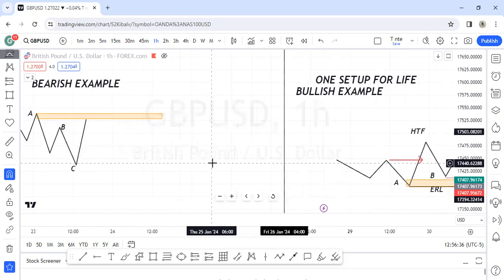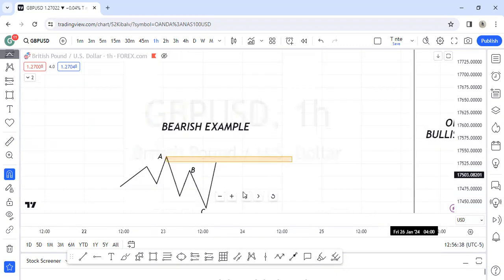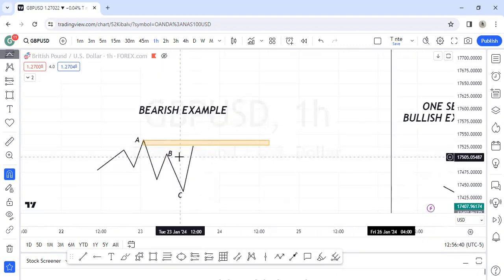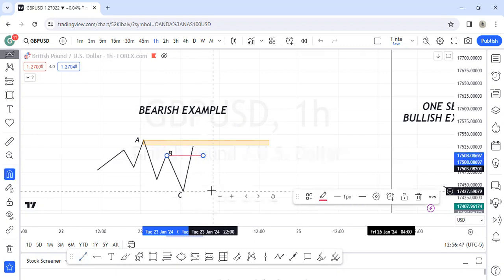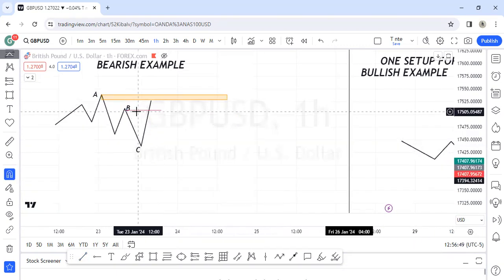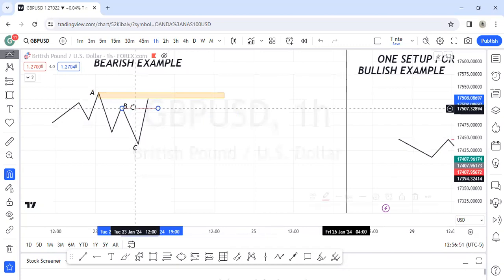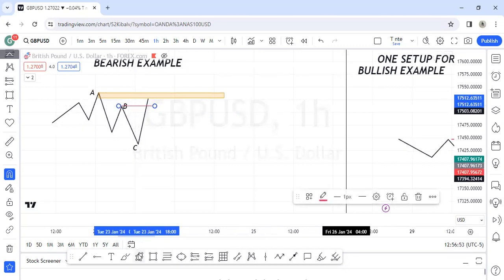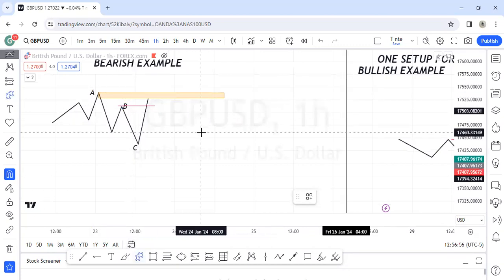Now, notice something. I want to make something clear. Market doesn't always have to get to your A leg. Once the market sweeps the B leg, you can start looking for what? Lower time frame entries. So this B leg is really what we are looking for. We want the market to sweep that B leg. So when the market sweeps B leg, you can start looking for the same model.